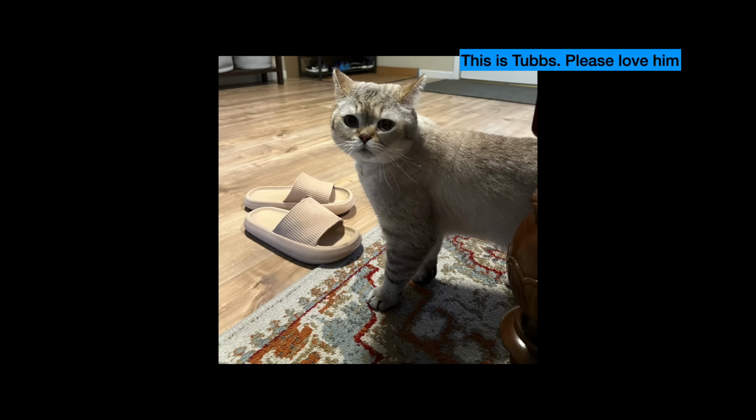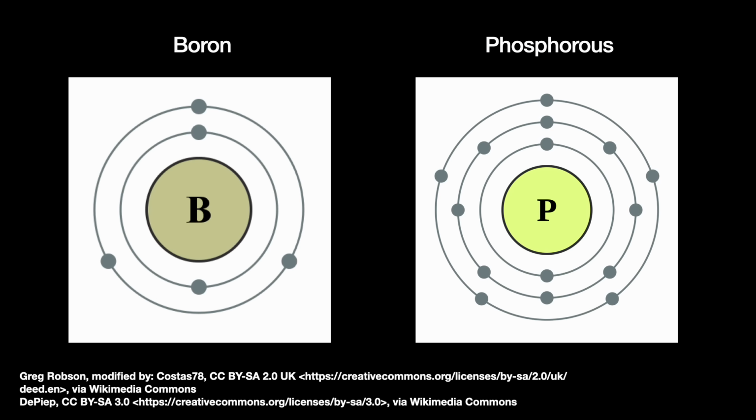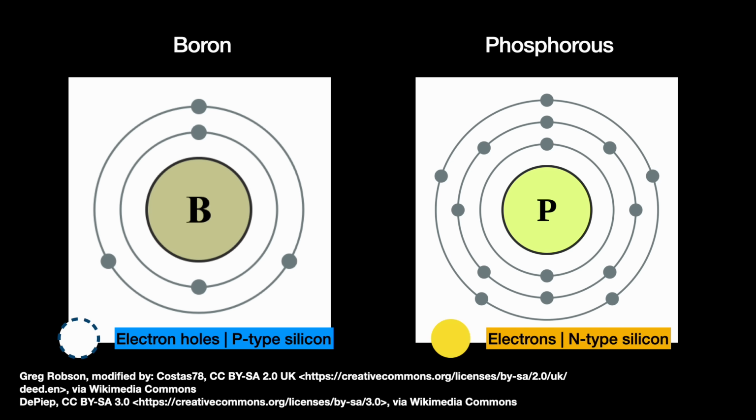Here he is. When doped with elements like boron, arsenic, or phosphorus, the silicon gains new electrical properties. Most fabs will use either boron or phosphorus. Doping with boron creates electron holes, or the lack of an electron. Ergo, the silicon becomes positive type, or p-type. Phosphorus doping adds an extra electron. Ergo, the silicon becomes negative type, or n-type.